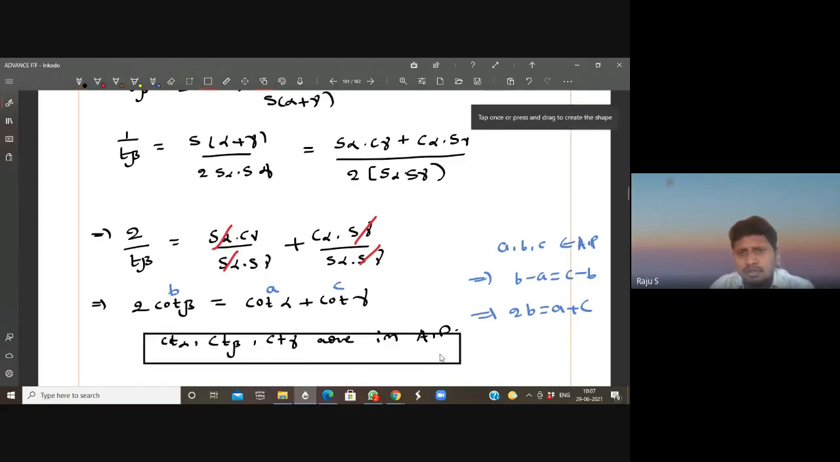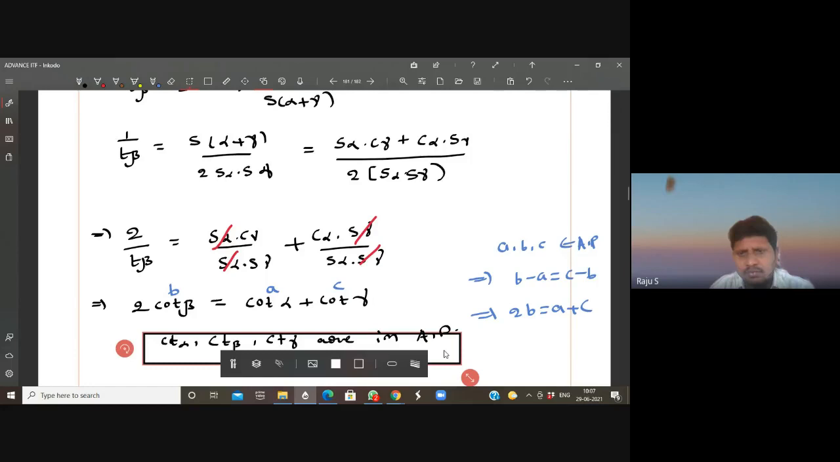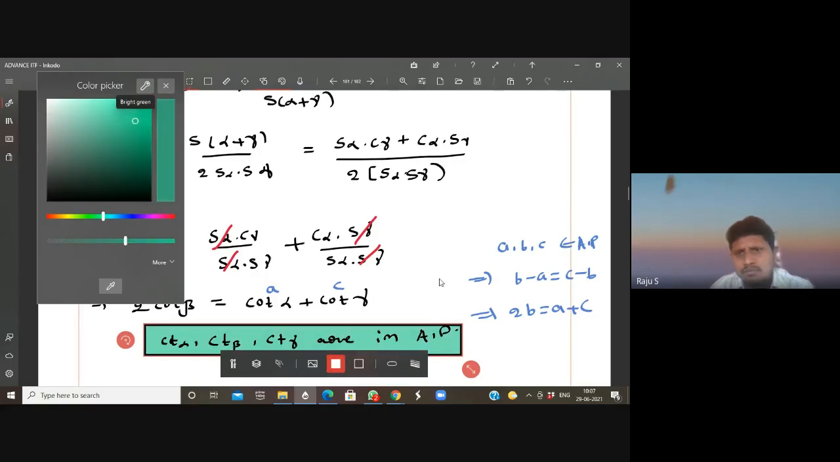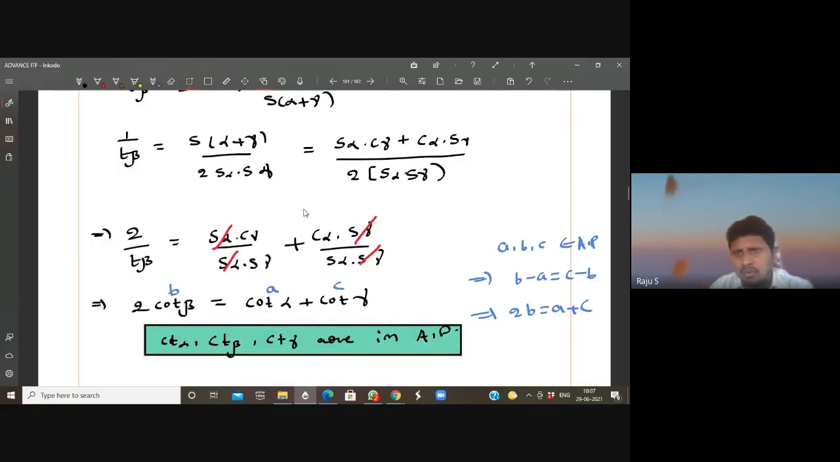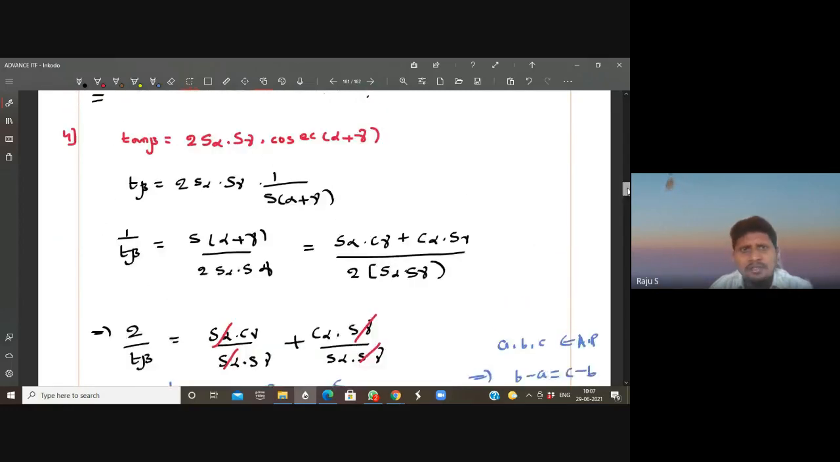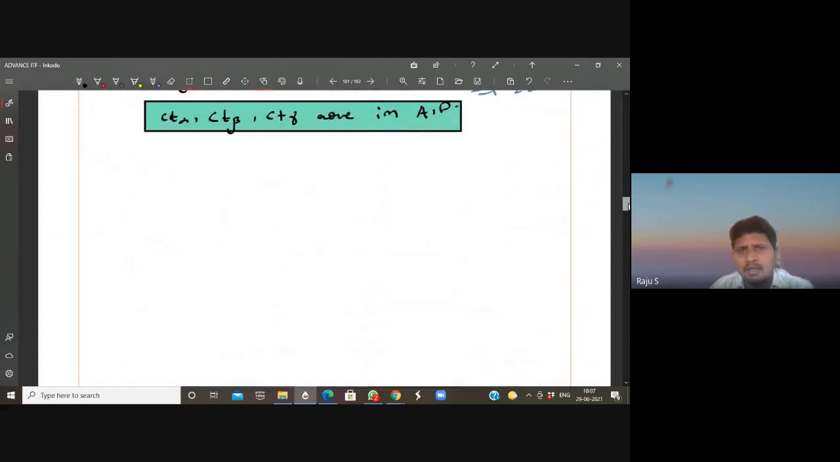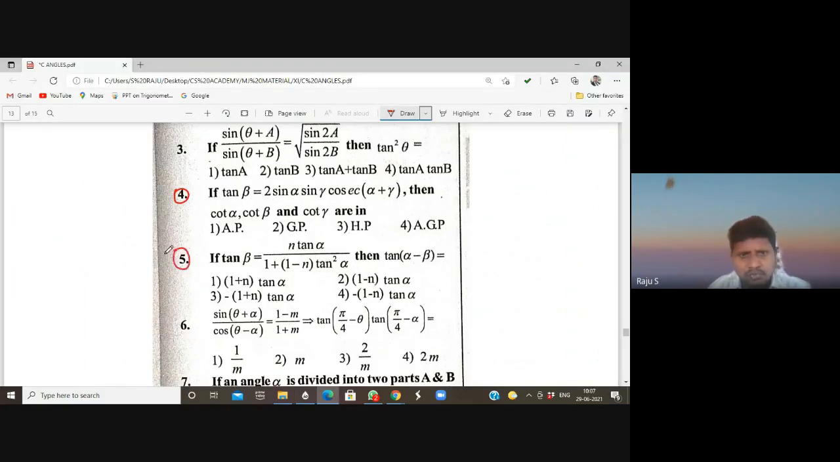This is a simple question actually, nothing difficult, but anyhow they gave it. So like that we have to do. Right, students. Now let us go for the next question. Any doubts in this question? I used that sine A plus B formula, then I simplified. Finally, we go directly to the 2b is equal to a plus c form. Right. The next question, question number 5.